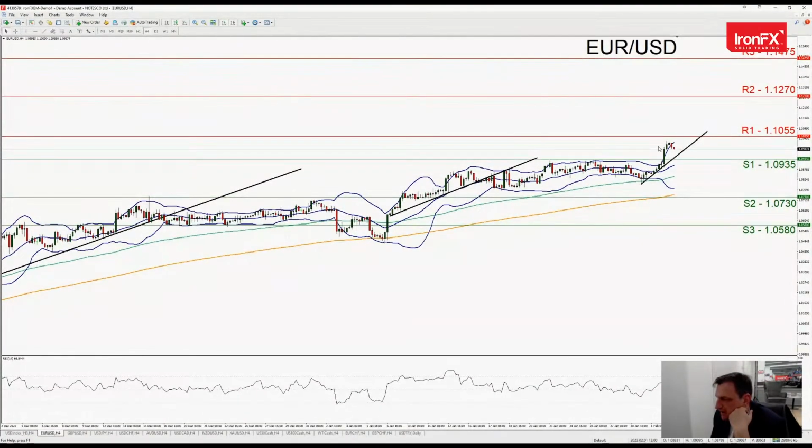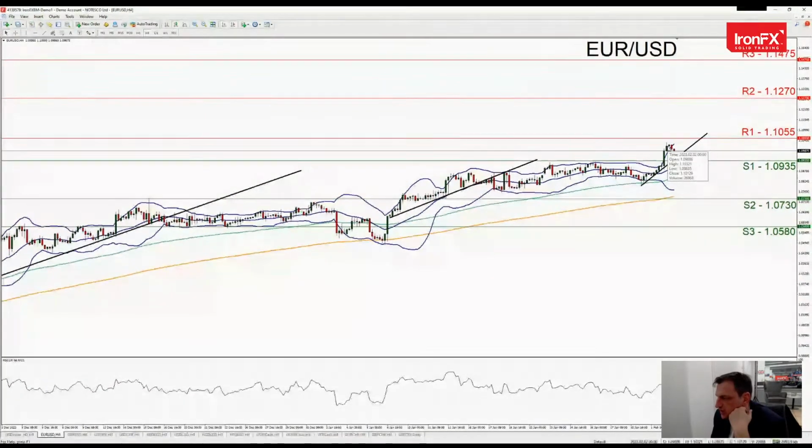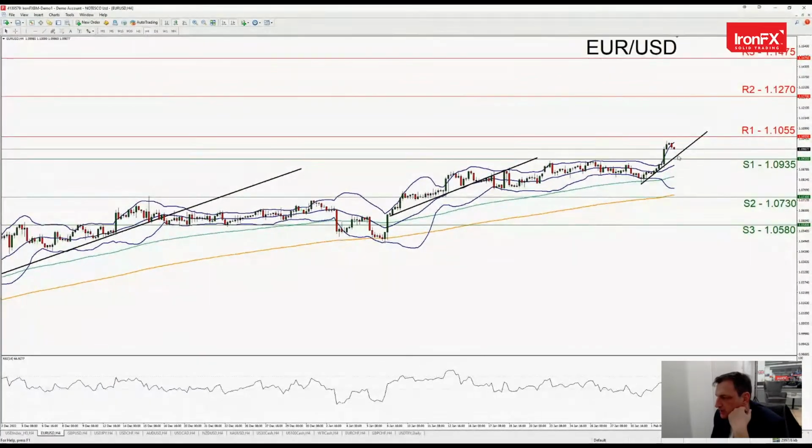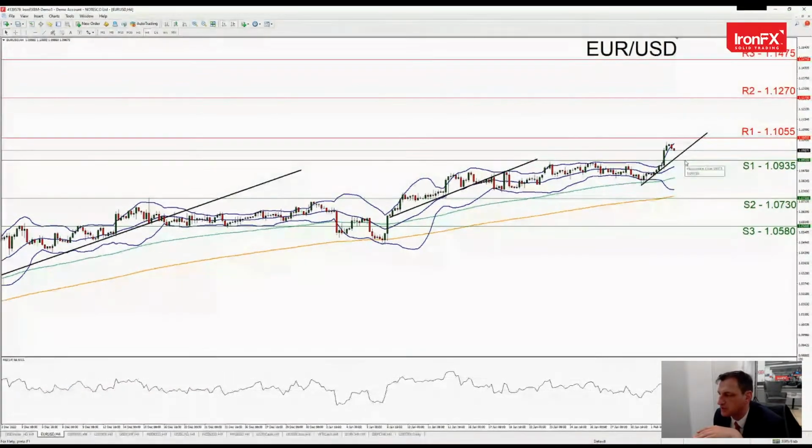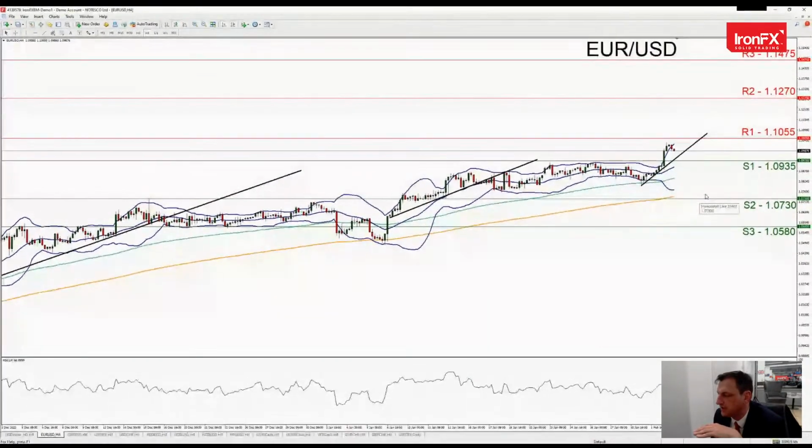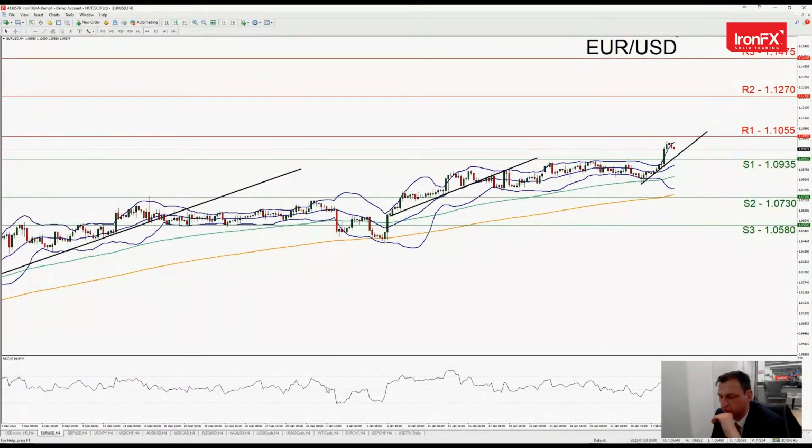In case we have a bearish outlook, for such a scenario, I would require a breaking of the upward trend line. However, at this point, I would also be requiring a breaking of the S1 and the price action of Euro USD to start aiming for the 1.0730.